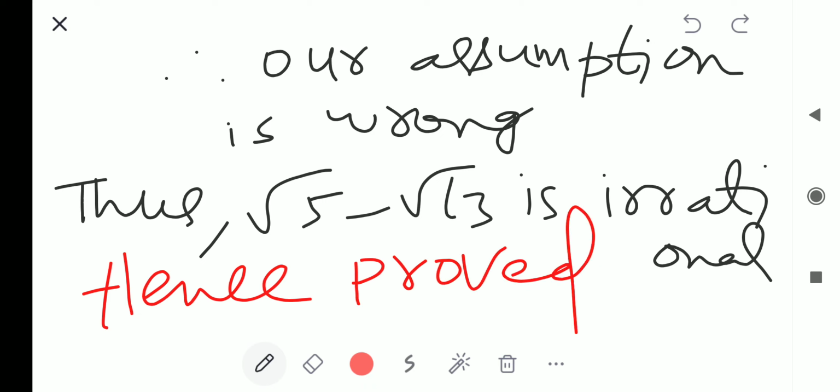So this is the way, children, we approach indirect method of proof in proving the given numbers of the type root a plus root b or root a minus root b as irrationals.